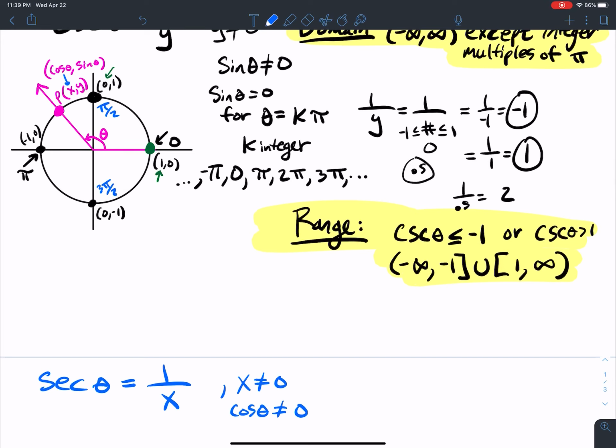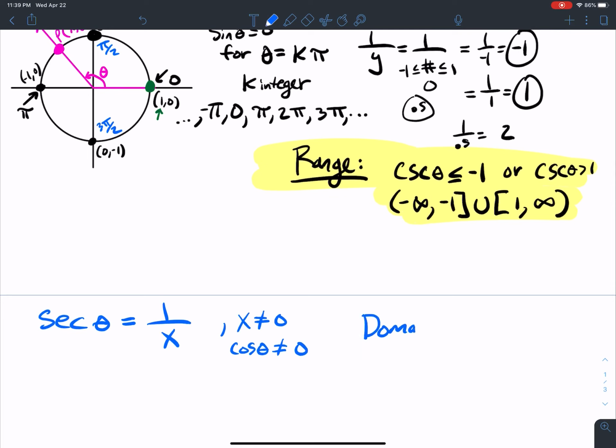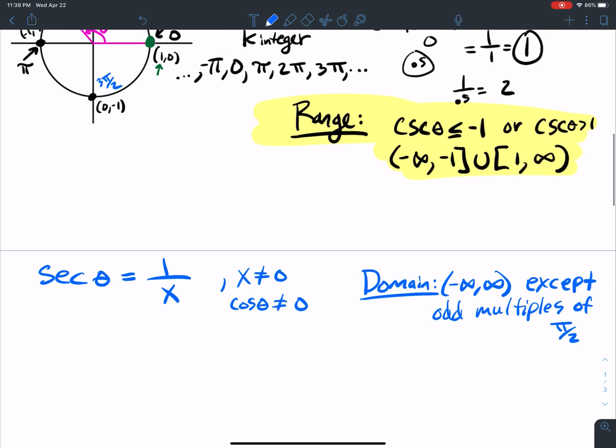Okay, so the secant, the domain here, it's all real numbers except odd multiples of pi over 2. Okay, so you know how to write this in math terms is 2k plus 1. That's an odd number, pi over 2, okay, where k is an integer. So like -2, -1, 0, 1, 2, so on, okay?